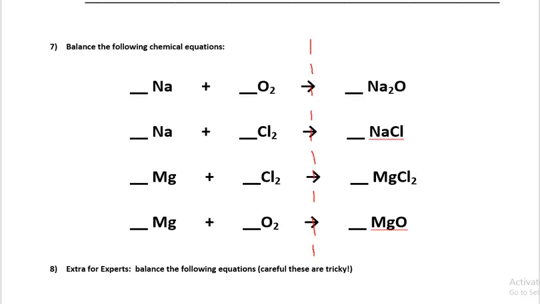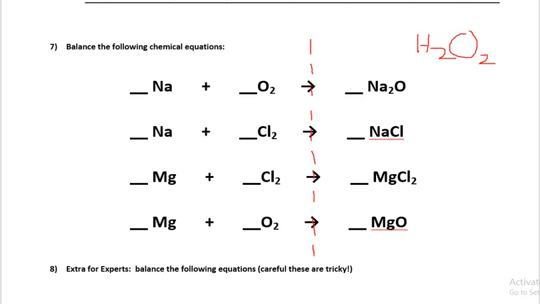I find the easiest way to do this is to draw little lines underneath to count, and then we add big numbers to adjust how many of each thing we have. We can't change the formula of this, for instance. We can't do things like add a little 2 on the end here, because it would change what it actually is. Think about something like water, H2O. If we put a 2 on the end, it's no longer water.